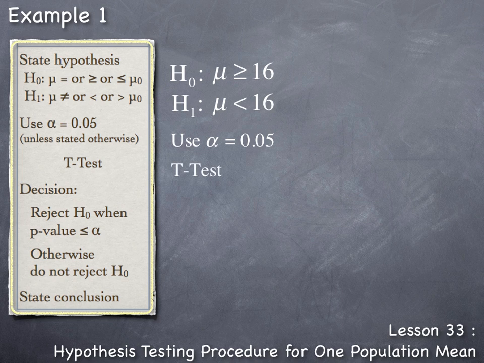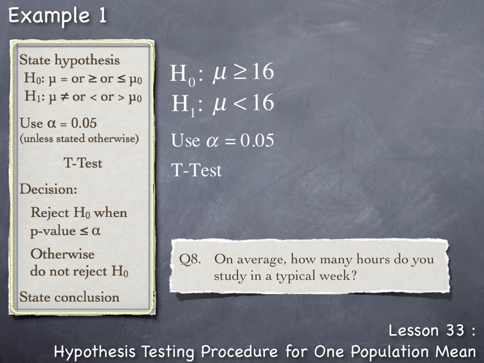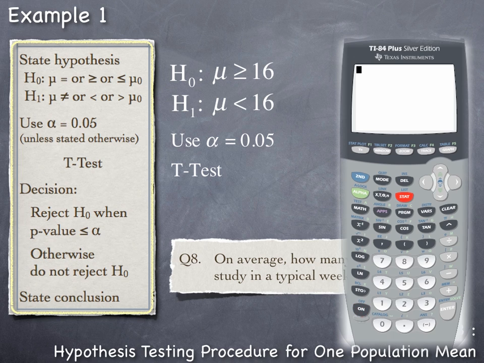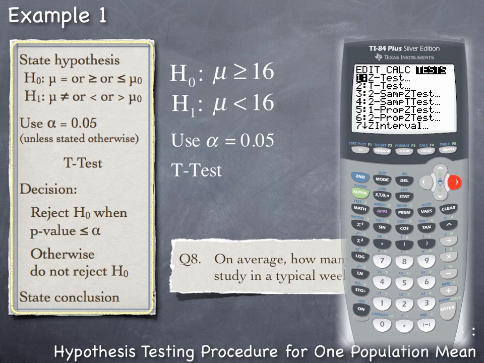Next, t-test is the command on the TI-84 calculator that will help us calculate the p-value we need to reach our decision. But in order to calculate the p-value using the t-test command, we need our sample data. It was question 8 on the Sierra College Elementary Statistics Student Survey that asked the students, on average, how many hours do you study in a typical week? I've already entered this data into my calculator into a list named Q8. To do the t-test command, we press stat, arrow over to tests, and then arrow down to t-test, where we press enter.